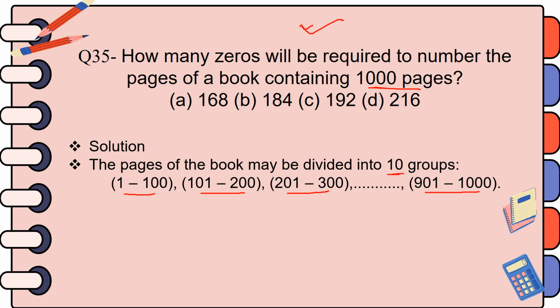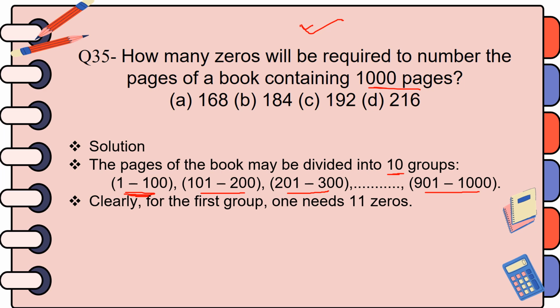First, create a group. When you create a group, the criteria may be the similarity of the numbers, or the similarity of the number of zeros that may appear on each number. Anyways, we divide the 1000 pages into 10 groups in such a way. Then count the number of zeros for each group.